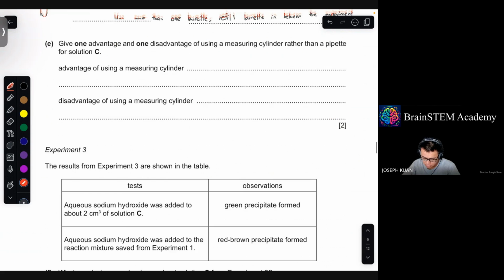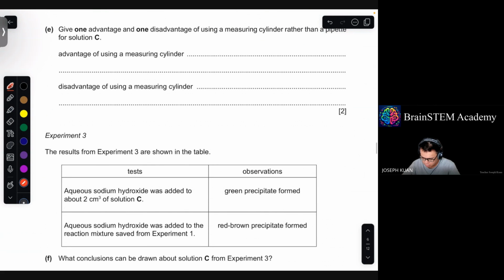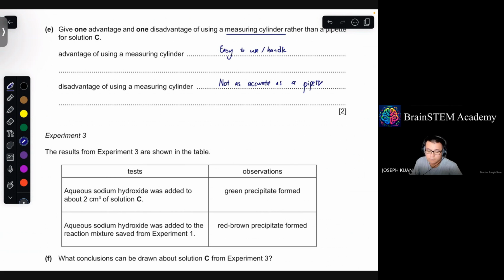Right, now look at E. Give one advantage and one disadvantage of using a measuring cylinder rather than a pipette for solution C. This is more of a theoretical knowledge. Measuring cylinders are easy to use. That's why we like them. Easy to use, easy to handle. But the problem is that it is not as accurate as a pipette. All right, that's the answer for E.